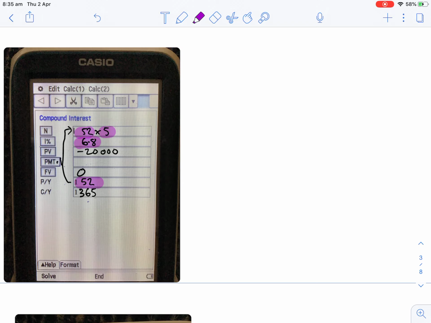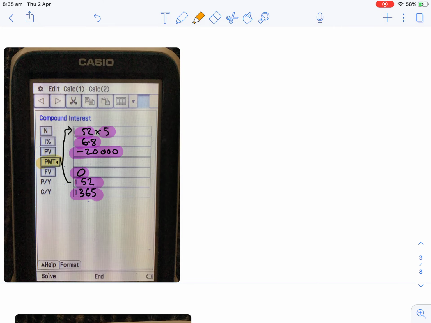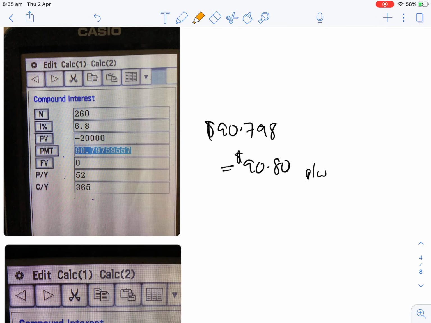I put my interest rate in, my 6.8. My present value is a negative, my negative 20,000. My future value will be 0 because it will be paid off. And I was still compounding daily, so 365 times a year. Once I've done all of that, I would have just tapped on my payment button. And we would see there that it comes up with an answer of 90.797. So basically, it's roughly $91 per week.